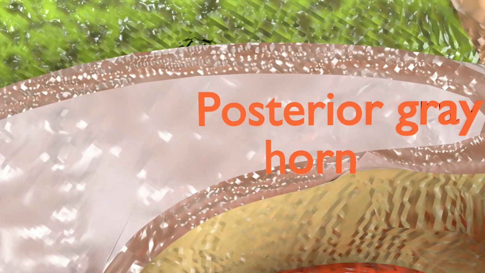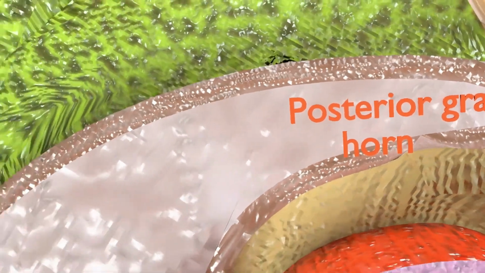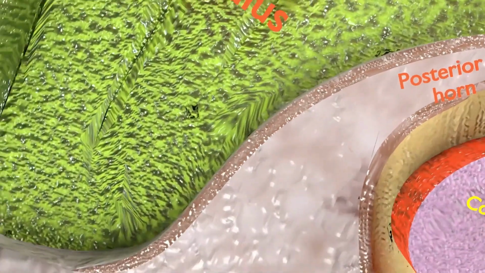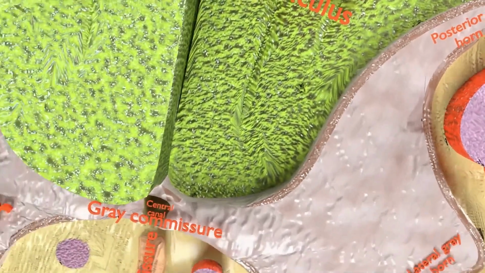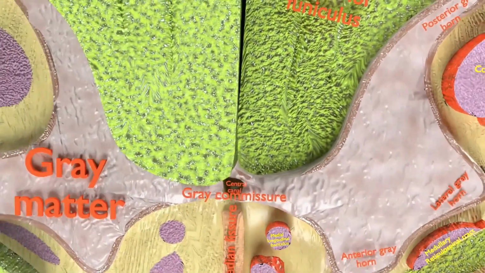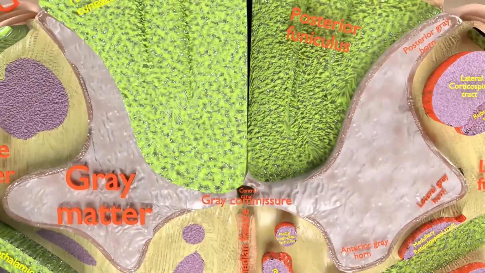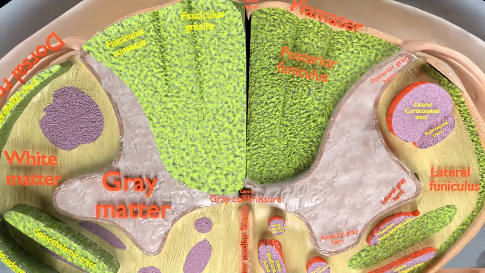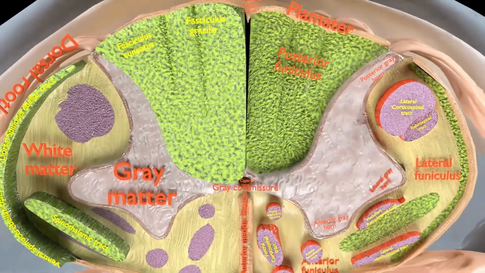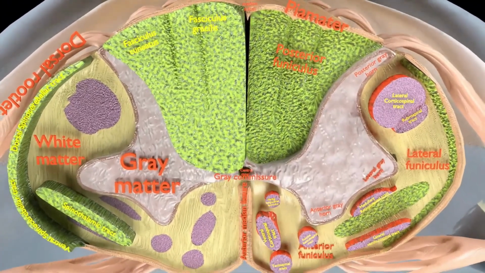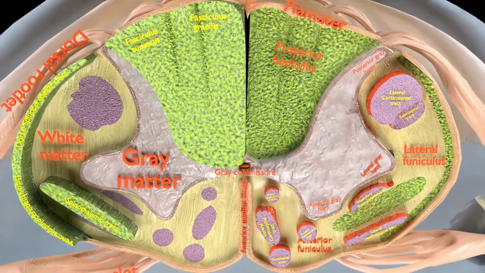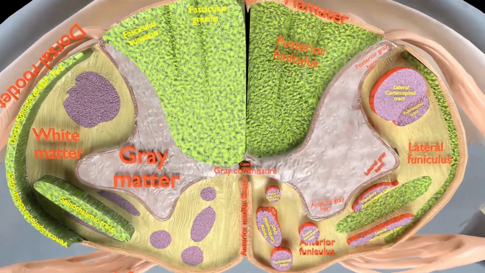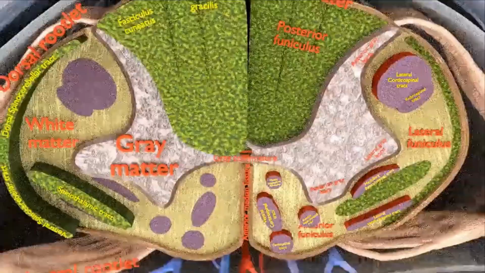The propriospinal cells are spinal interneurons whose axons do not leave the spinal cord proper. Propriospinal cells account for about 90% of spinal neurons. Some of these fibers also are found around the margin of the gray matter of the cord and are collectively called the fasciculus proprius.